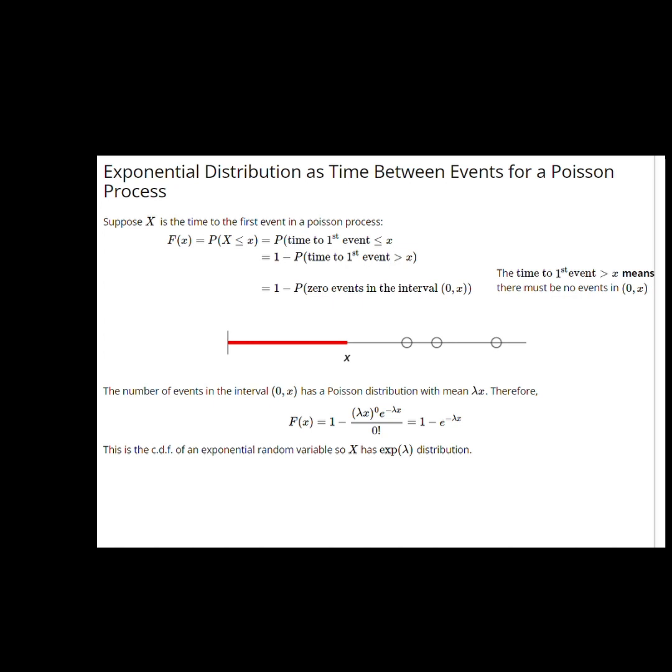What we've shown is that the time to the first event in a Poisson process has an exponential distribution with parameter lambda. It's not hard to show that that's also true of the time between the first event and the second event in a Poisson process. The exponential distribution describes the time between any consecutive pairs of events in a Poisson process.